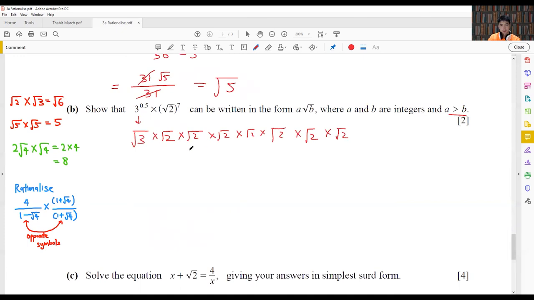Okay? Now, what you can see from here is if I have this times this would just be 2. This times this would become 2. This times this would become 2. And then this times this would become surd 6. So from here, all I have to do is do the basic calculation. 4, 2, 8, surd 6 would be my final answer here. Therefore, fulfilling the condition of A bigger than B.